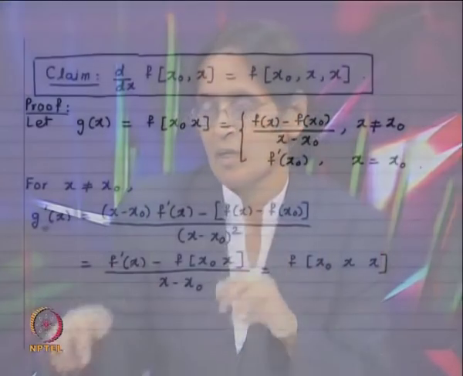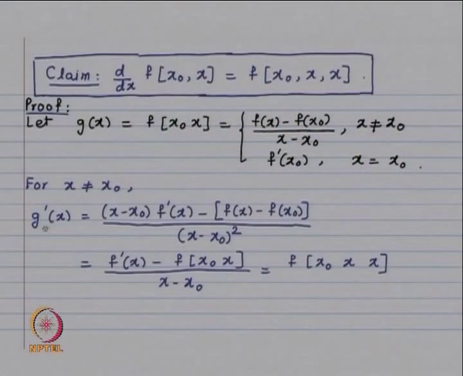I will have to proceed from the definition that g dash x 0 will be limit as h tends to 0 of g of x 0 plus h minus g x 0 divided by h. So, we will consider these two separate cases and show that the derivative of the divided difference based on x 0 x is nothing but the divided difference based on x 0 x x. So, first the case x not equal to x 0.